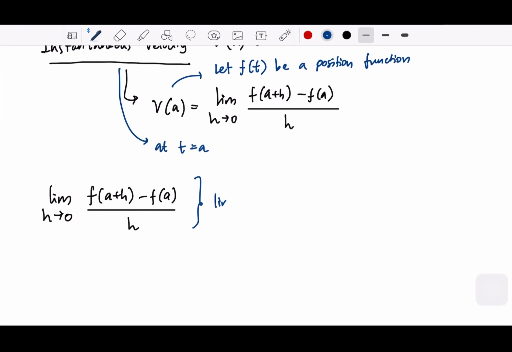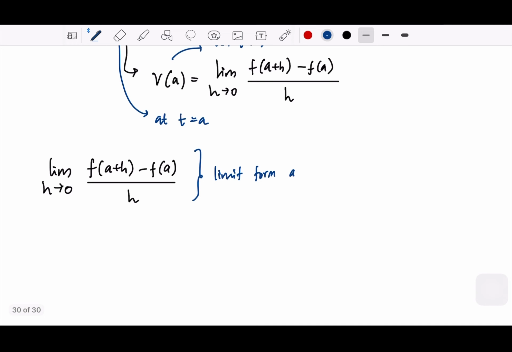The limit form appears whenever we calculate a rate of change. And since it is appearing in so many subjects, we give it the term derivative.